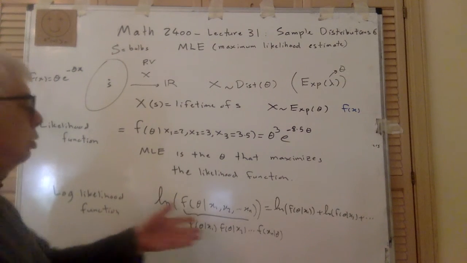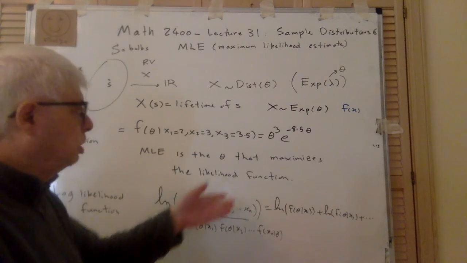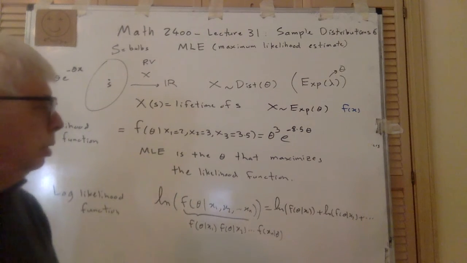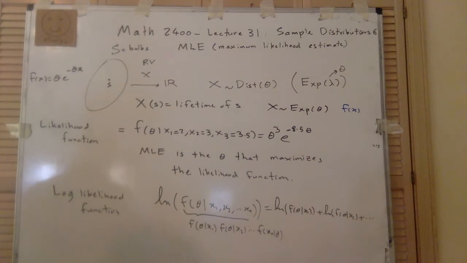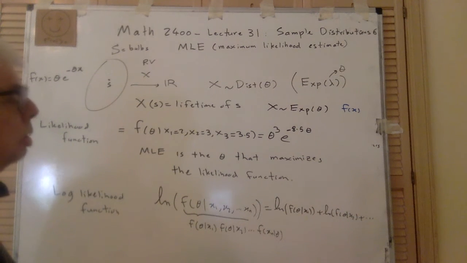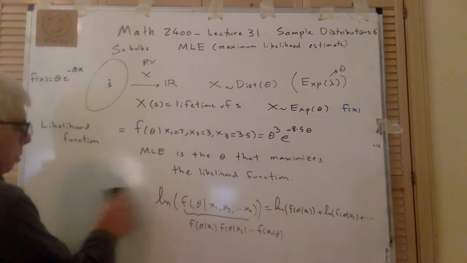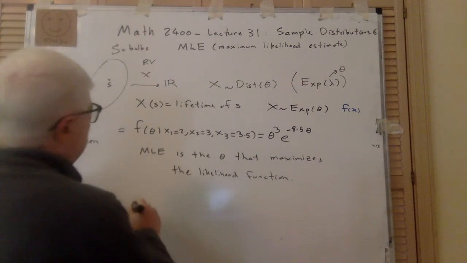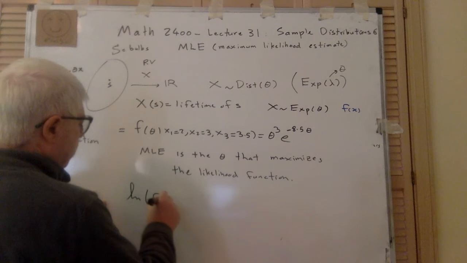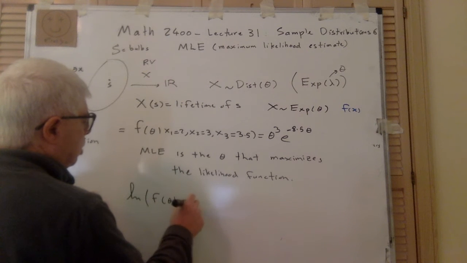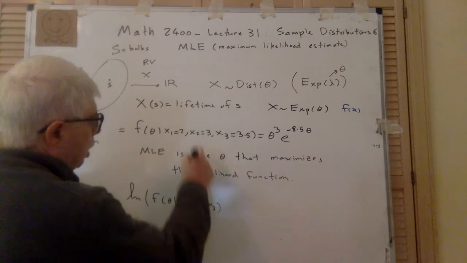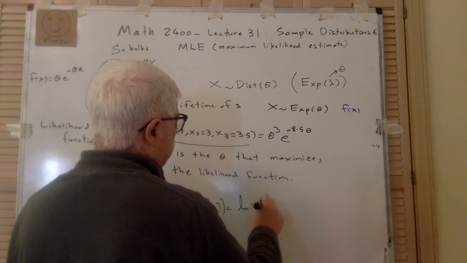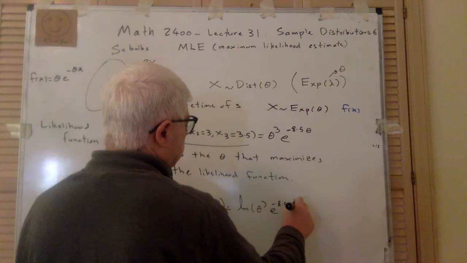And why do we use log? Because it's easier to find the derivative of this than something like that. And you will see, it's much easier to find the derivative of that. So instead of maximizing the likelihood function, we can maximize the log likelihood function. So in our case, let's find the ln of this. So ln of f of theta given x1, x2, x3, which we have here. That is in fact ln of this, ln of theta cubed, e to the power minus 8.5 theta.